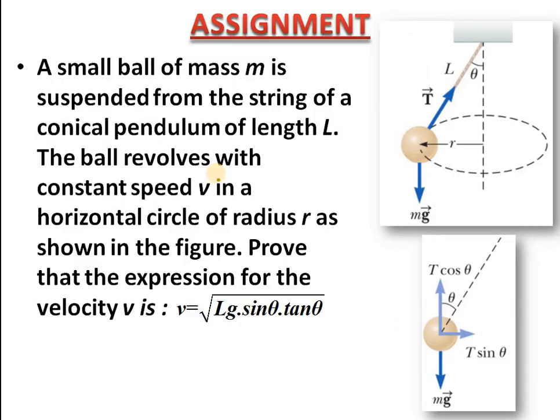And here now we have a simple problem based on angular momentum, the conical pendulum. The question goes like this: a small ball of mass m is suspended from the string of a conical pendulum of length L. The ball revolves with a constant speed v in a horizontal circle of radius r, as shown in the figure. Prove that the expression for the velocity is v equals root of L g sin theta tan theta. Here L, g, theta all have the usual meaning.